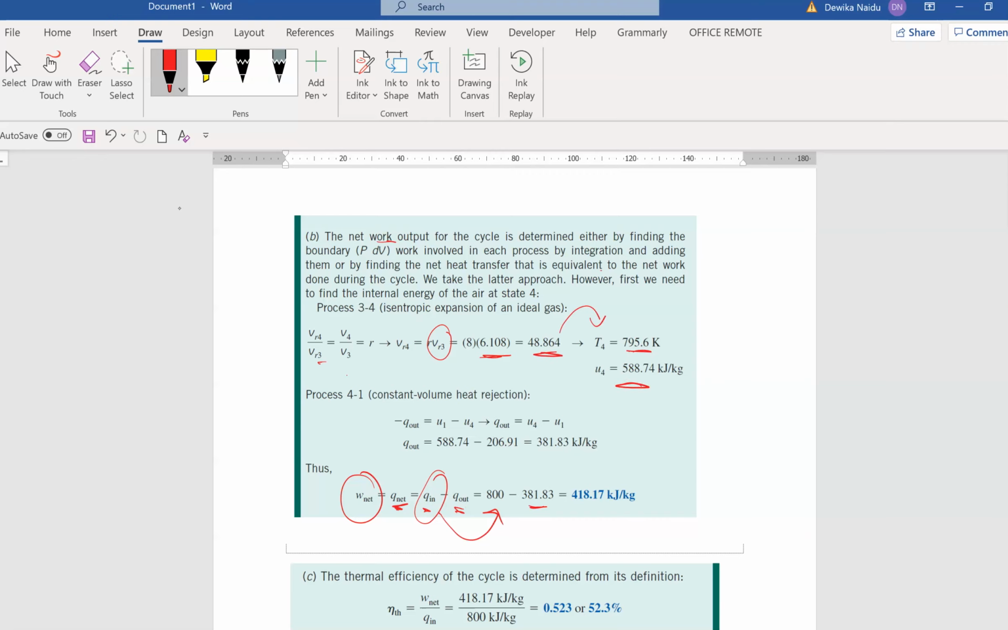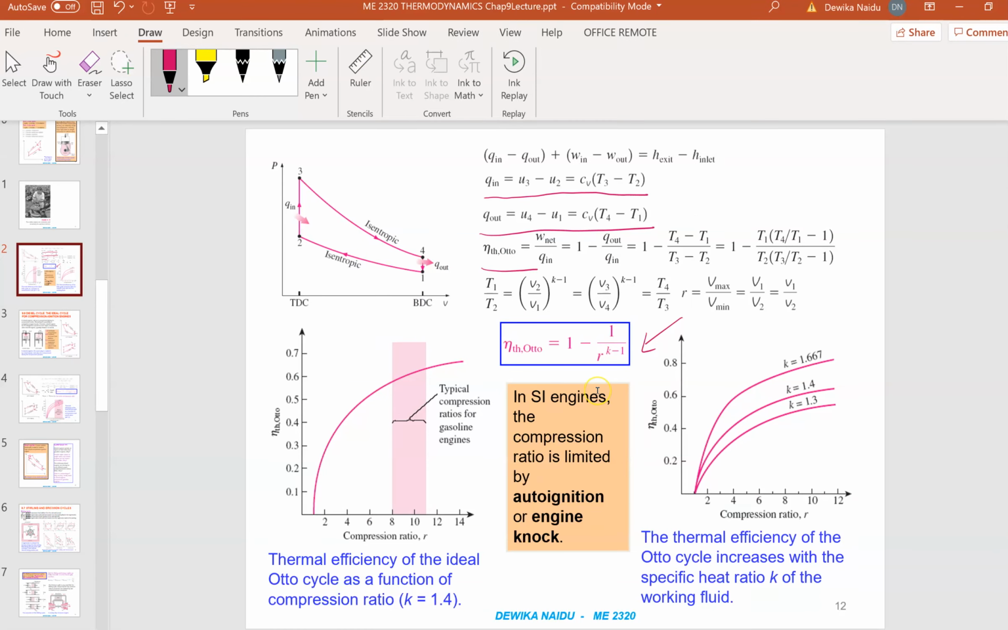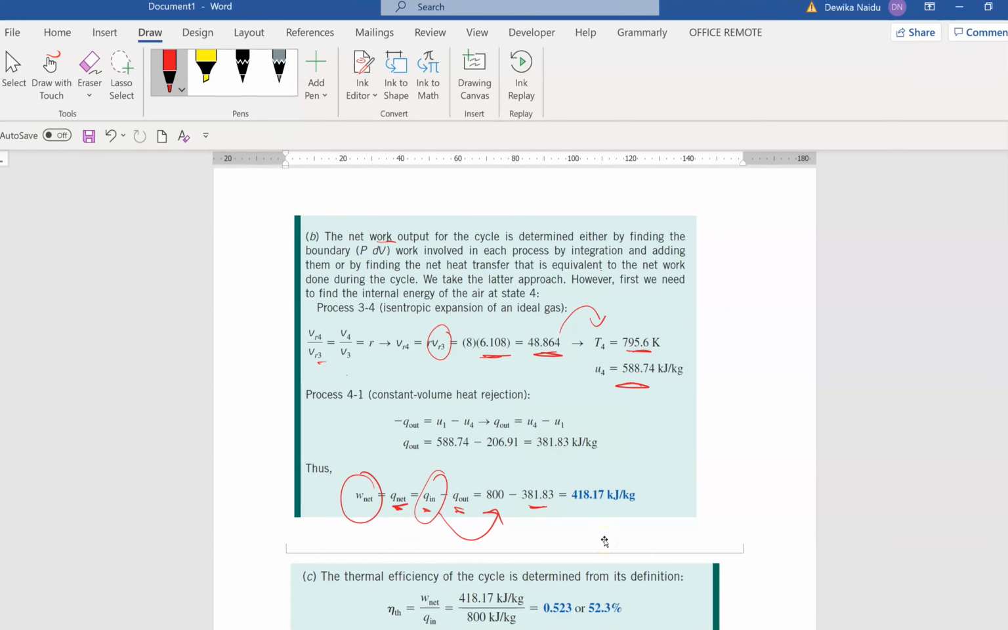Remember from the slide that I showed you, the list of formulas which are important. If you see here, Q out is actually U4 minus U1. Going back to the question, minus means the other way around. So U1 minus U4. If U1 is positive, then you take U4 minus U1. So you have the U4 from the previous one, 588, and U1 was from the previous calculation that we have found, it's 381. So which means Q out is actually 381. So with that, you can find the work net. This is a simpler way.